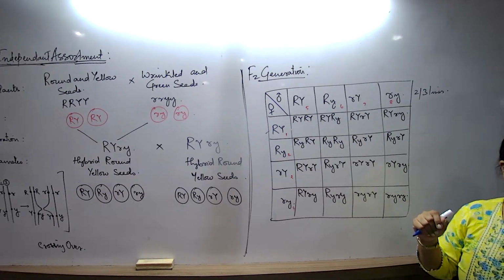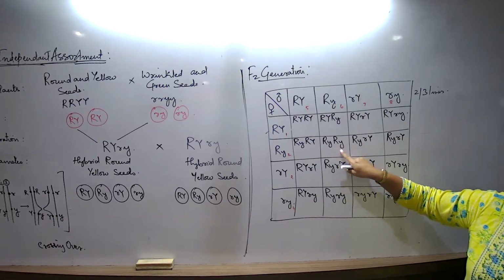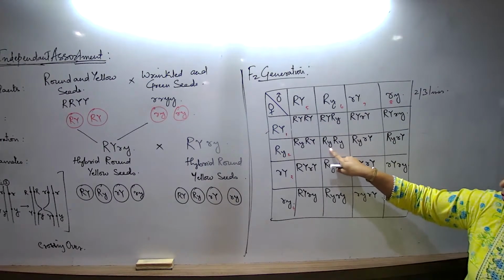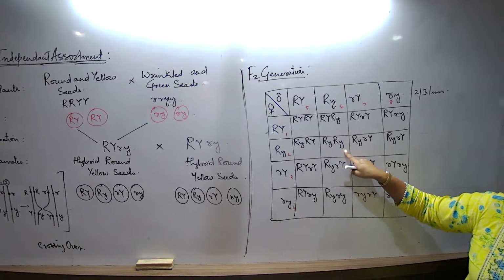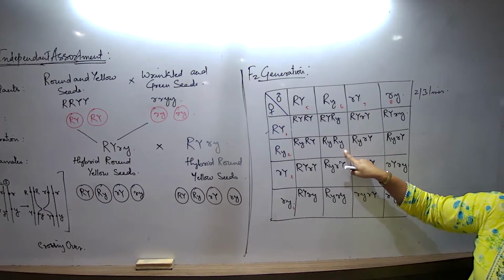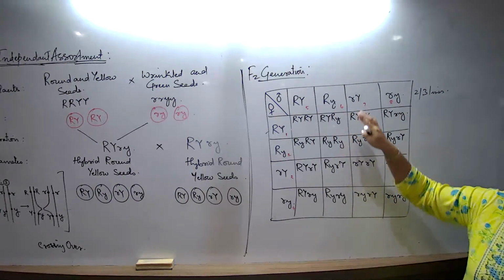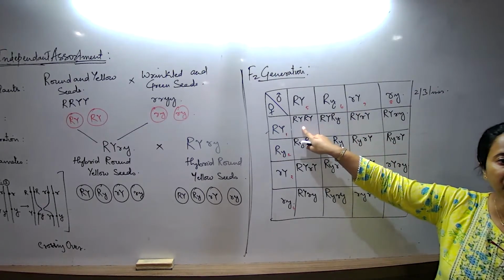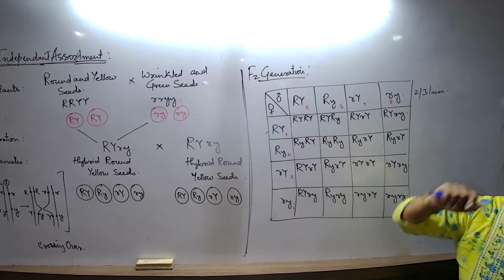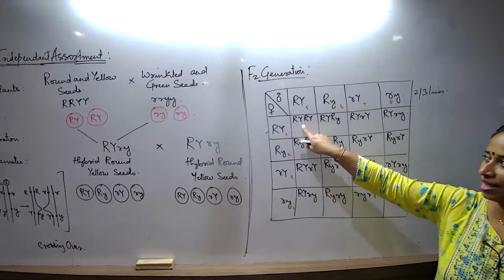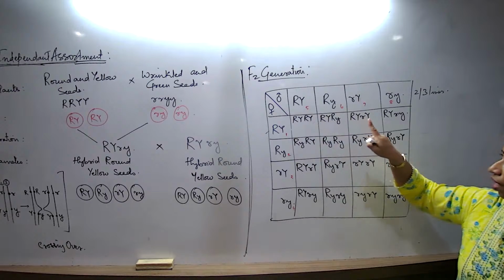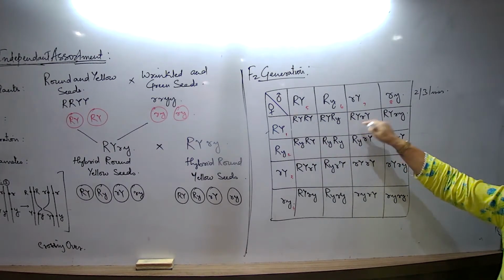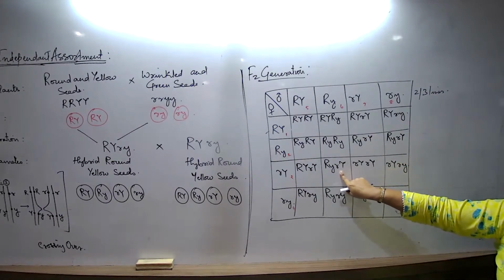And when will the recessive trait express? When both the chromosomes have the same recessive allele. Clear? So basically we are again talking about the concept of dominance. When will a dominant allele express? Suppose, when will the seed be round? If it is like this, it will be round. If it is like this, also round. If it is like this, then also round.